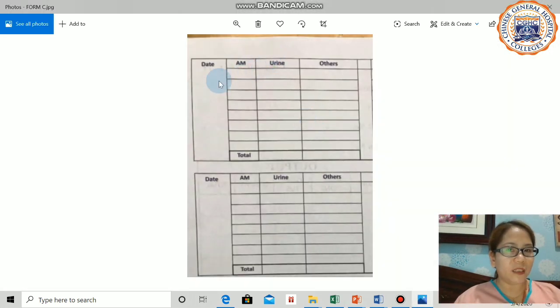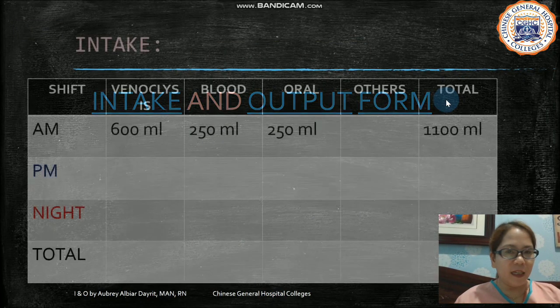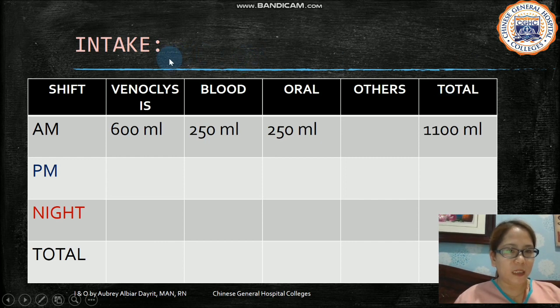Then, yung isa, ito lang yung closer. Zoom lang natin yung hourly ng urine kapag yung order ng doctor is to get the urine output every hour. Then, ilagay na natin siya halimbawa, yung nakuha natin kanina. So, dito sa shift na to, we will use black ball pen. So, venuclysis, 600 ml. Tapos, yung blood transfusion natin, which is the red blood cells, 250 ml. Then, yung oral natin, yung ininom ni patient, yung tea and the water. And a total of 1,100 ml.